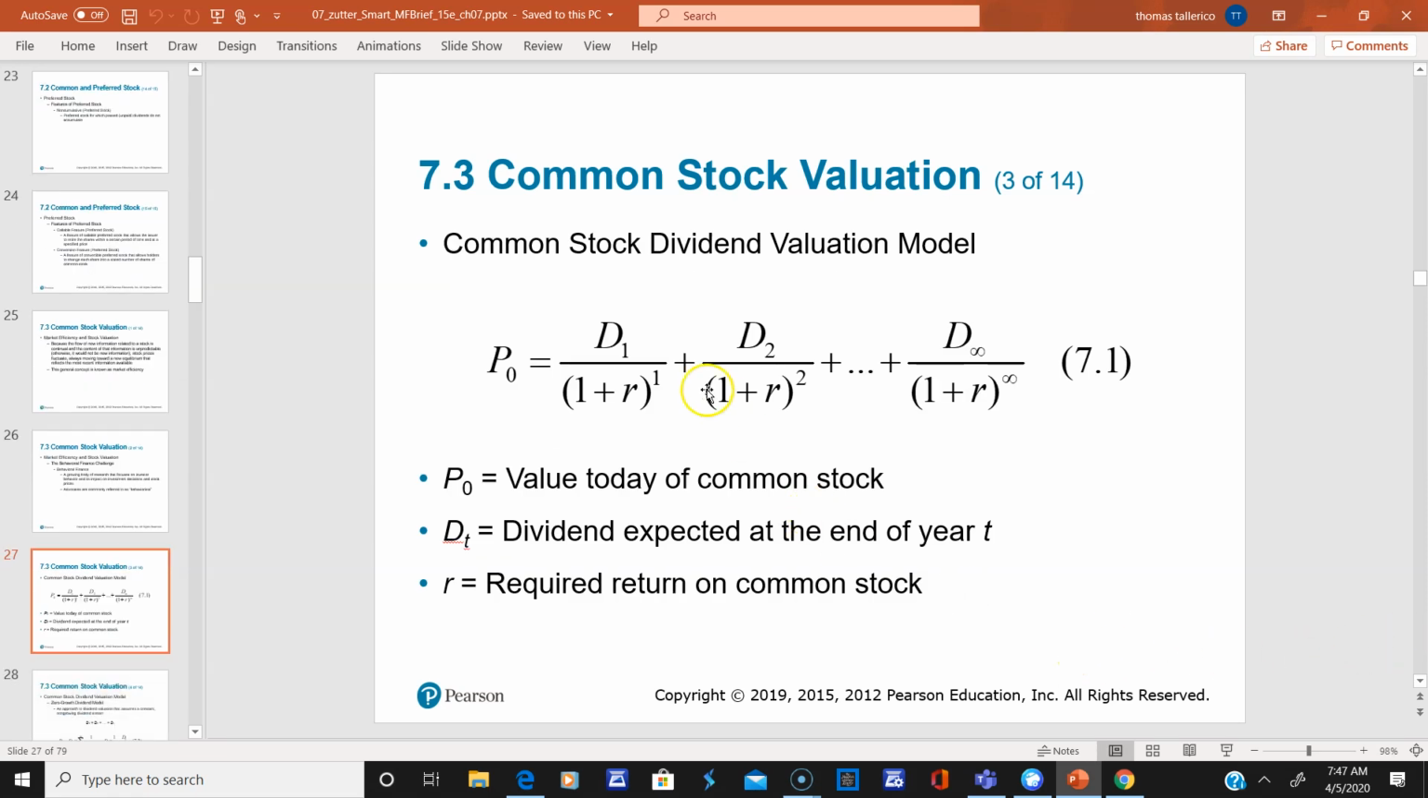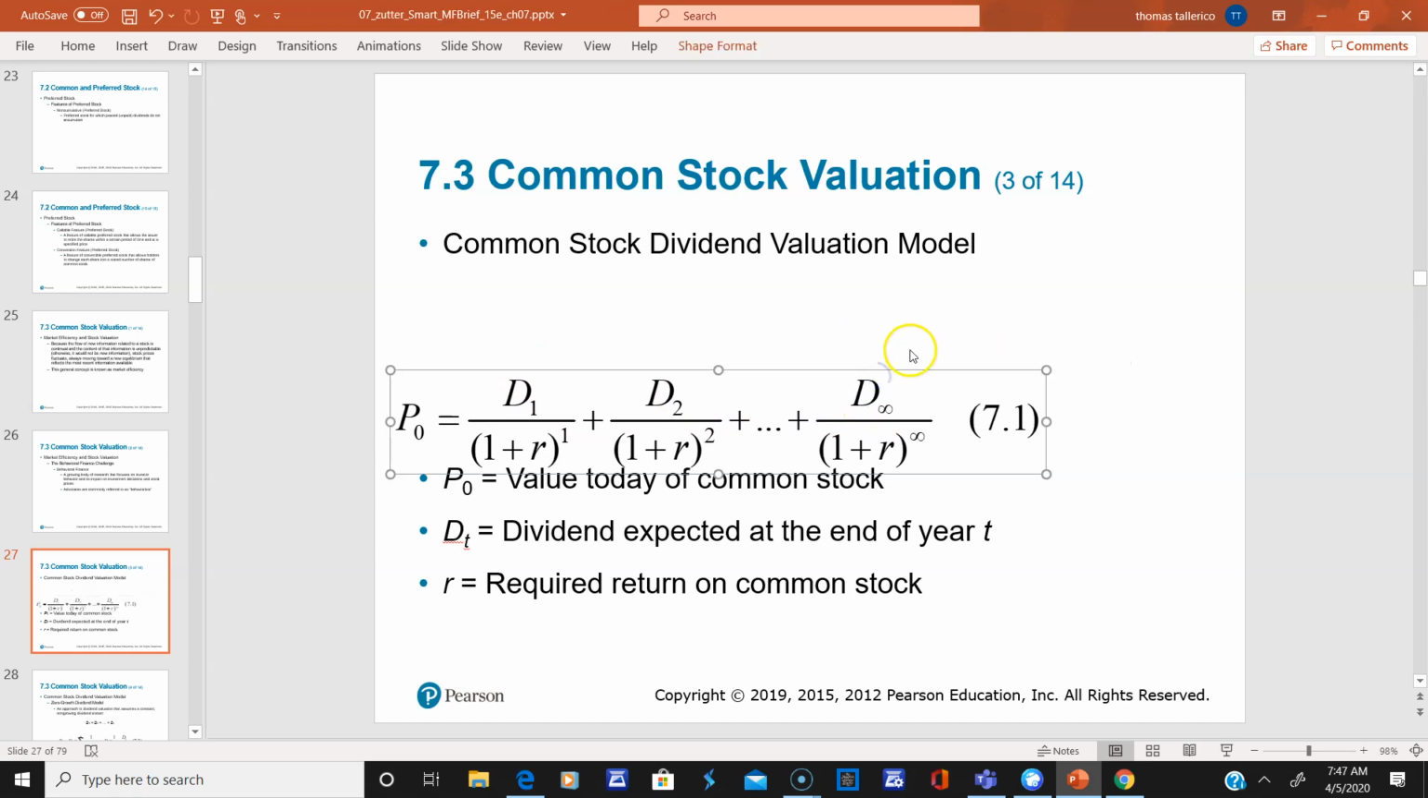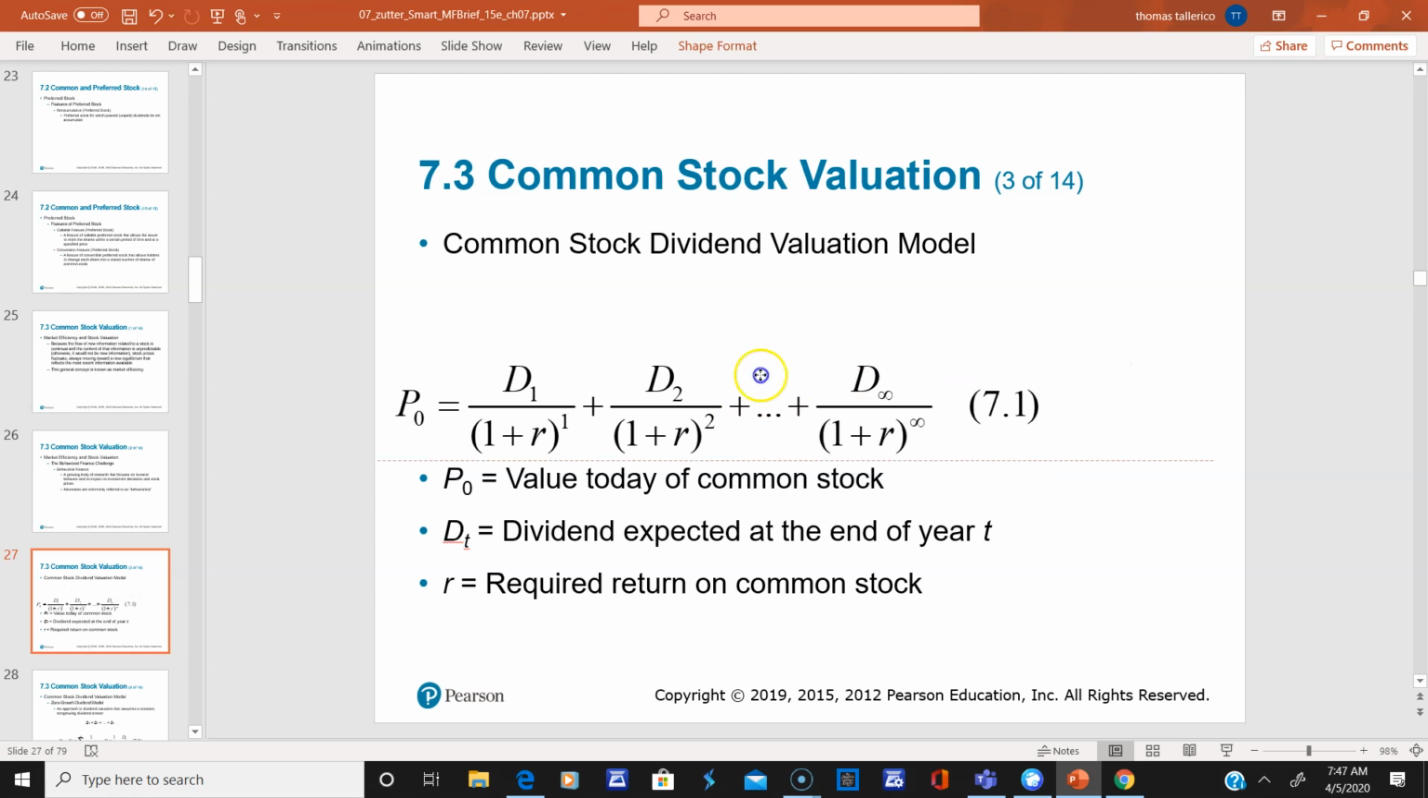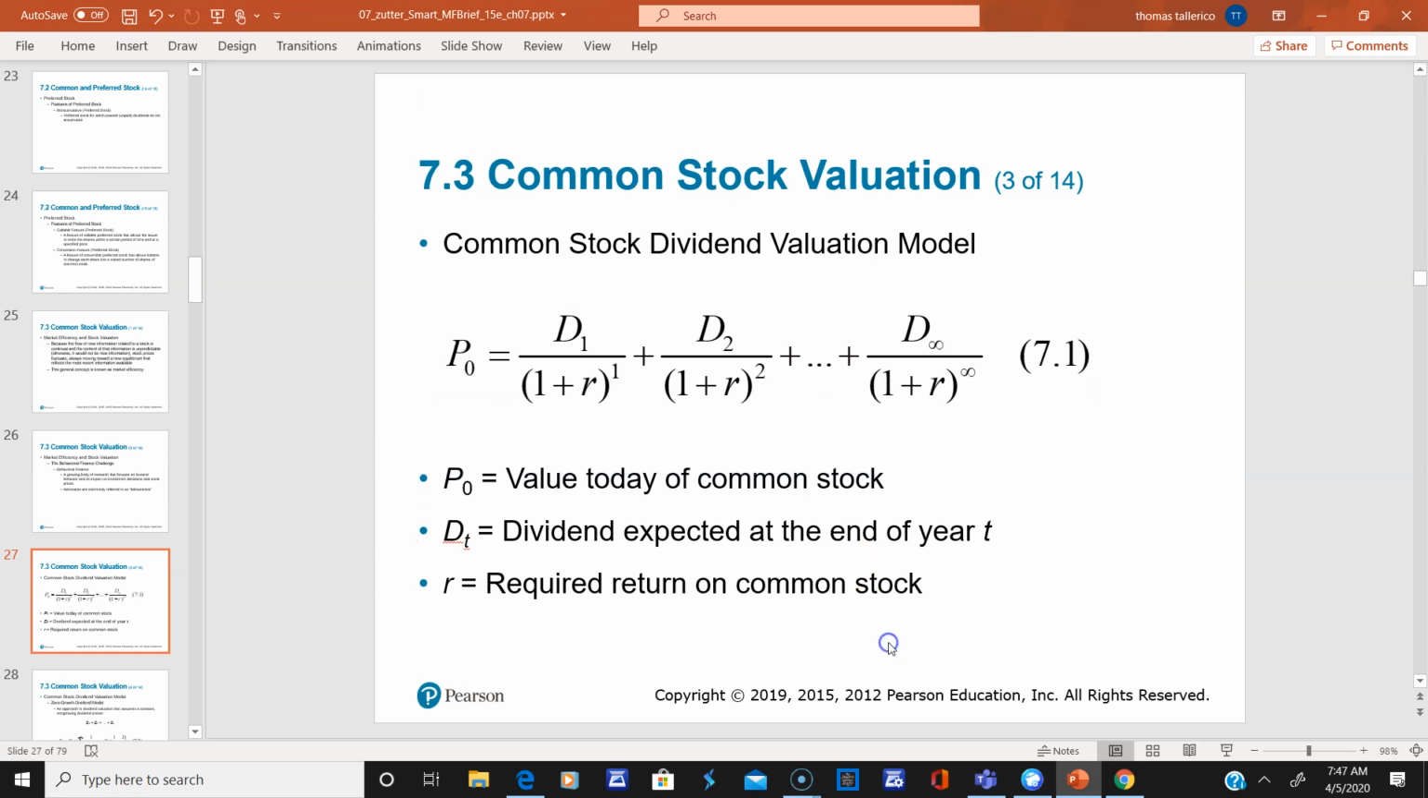Okay, so here's a basic common stock dividend valuation model. What are they saying? They're saying that the value of a common stock share today is equal to the future value that's expected of all its dividends in the future, divided by its required return on the common stock.